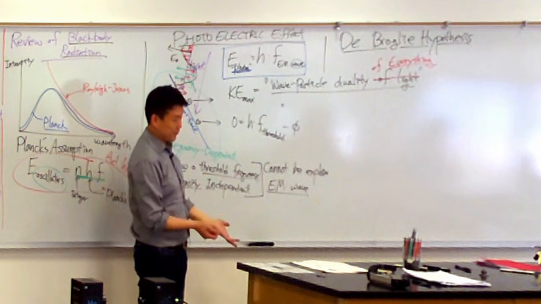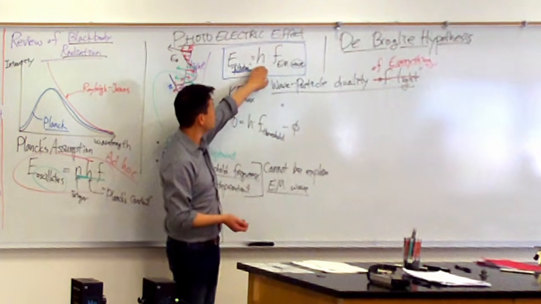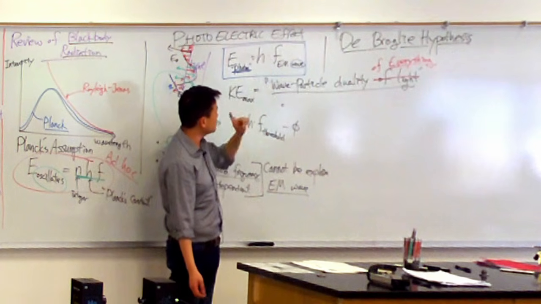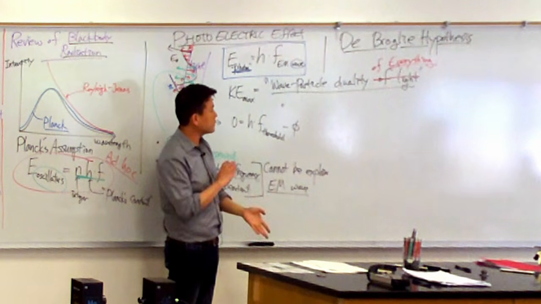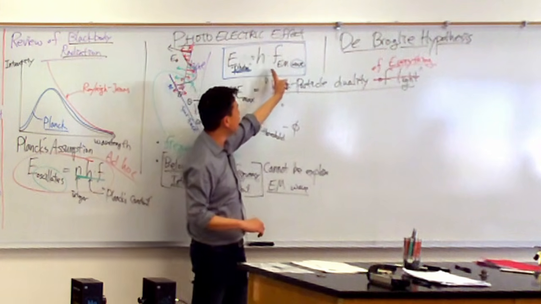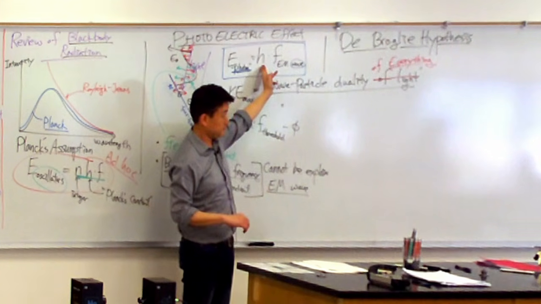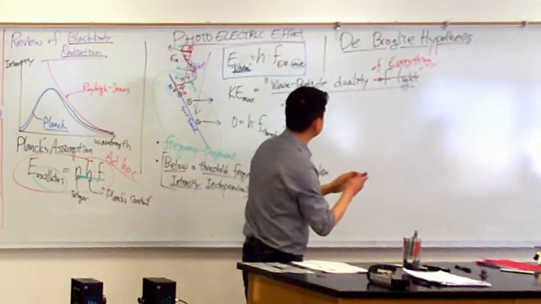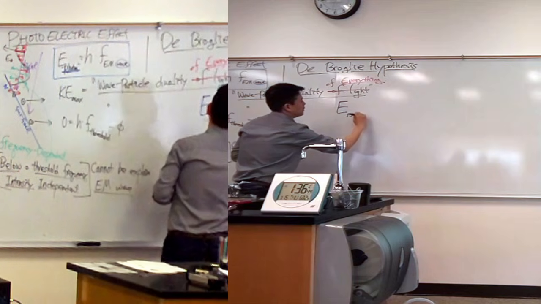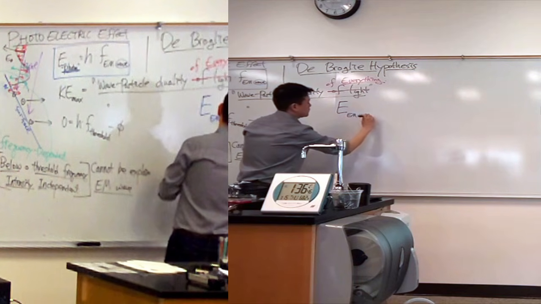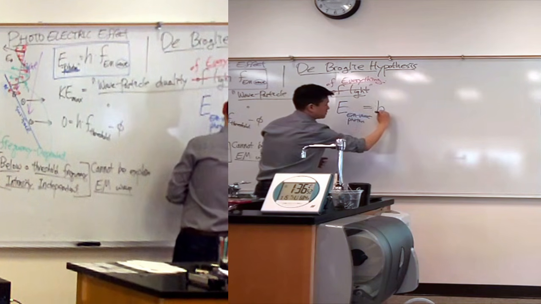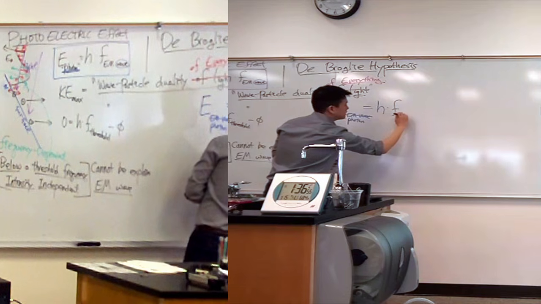with judicious substitutions. Because this is somehow a universally applicable relationship, we just have to do some correct algebraic manipulations and substitutions to get rid of anything that's specific to light. So let's just start out with this. We have the energy of an electromagnetic wave, or I should really say the energy of a photon, is equal to Planck's constant times the frequency of the EM wave.